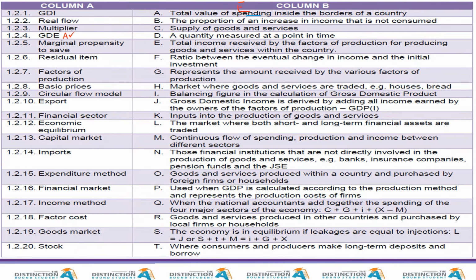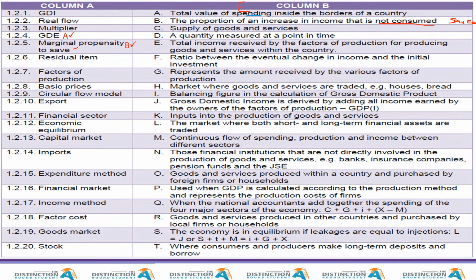The proportion of an increase in income that is not consumed. Not consumed. If something is not consumed, what has happened? It has been saved. So try to look for something that has saved here. What is it? The marginal propensity to save. Next question.